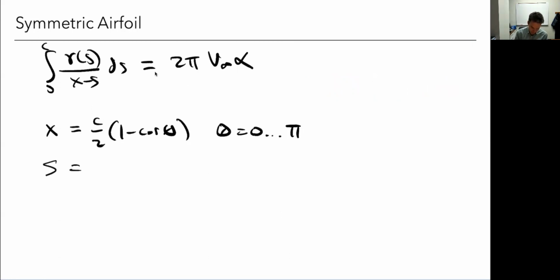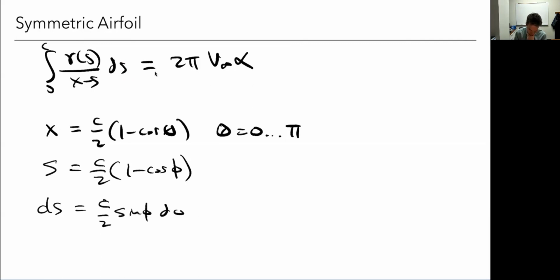Same thing. I need to give it a different symbol though, so we'll call it phi. And I also need a ds here, so let's just take that derivative. ds: the first term is constant. The derivative of cosine is a minus sign, so that's going to cancel with this minus. So I get c over 2 times sine phi d phi.